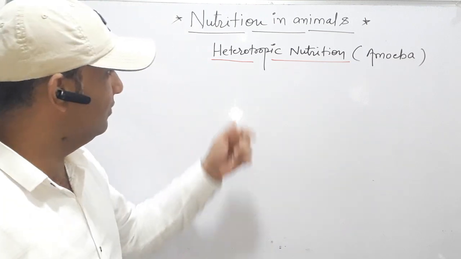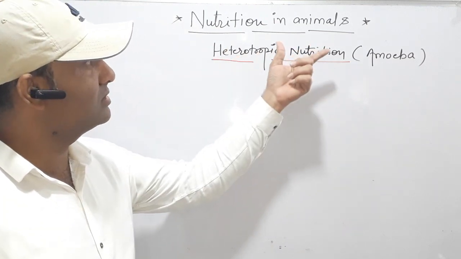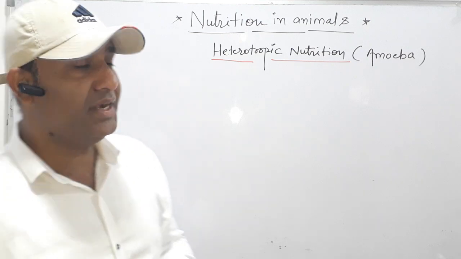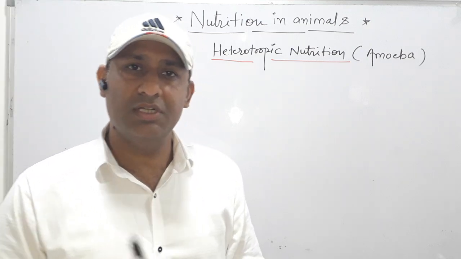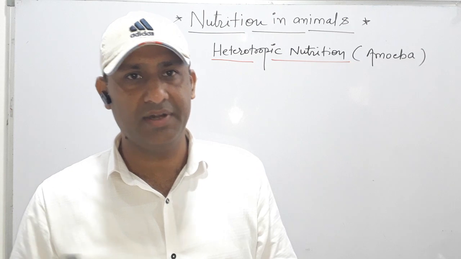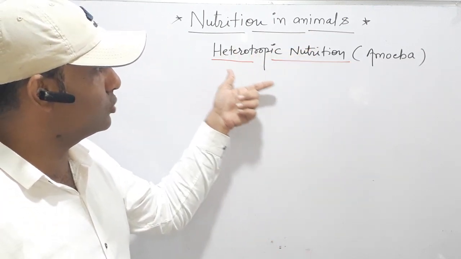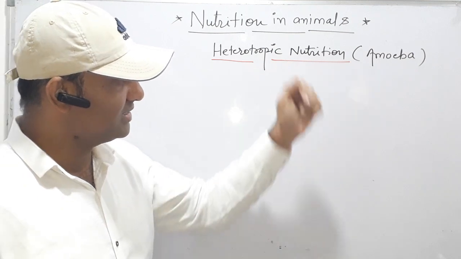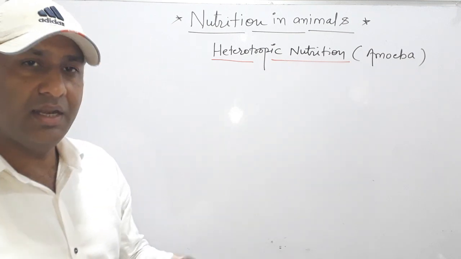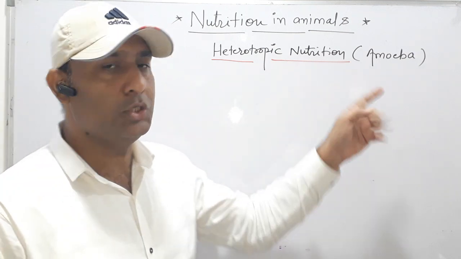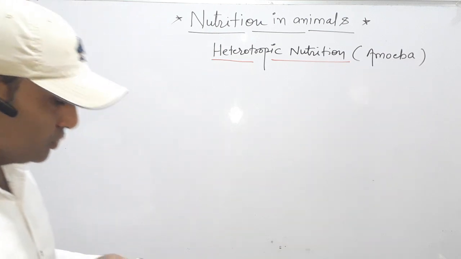So in our topic we will take the nutrition in animals. In the last class we had discussed the nutrition in plants, photosynthesis and different reactions. Now today we will take the nutrition in animals, or heterotrophic nutrition. The first example is nutrition in amoeba, and in the next topic we will take the nutrition in human beings. So first of all, nutrition in amoeba.